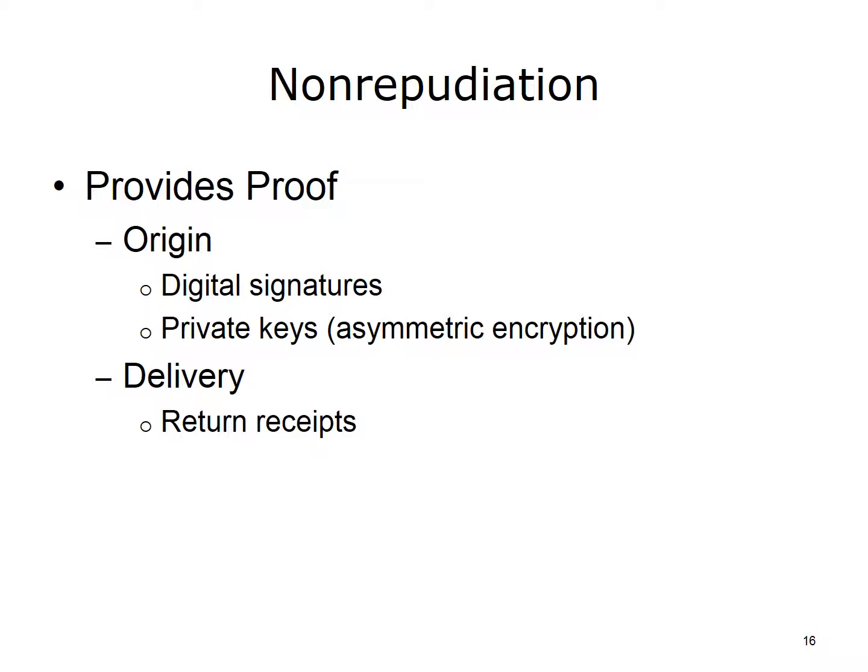In information systems, the way we identify the origin of data is through a digital signature. Digital signatures are created by using private key encryption. Only the originator has the key, so the data couldn't have been created by anyone else. Return receipts are used for delivery of data. They ensure that the data is delivered to the intended recipient. Nonrepudiation stops someone from saying that he didn't do that, or he didn't receive information.